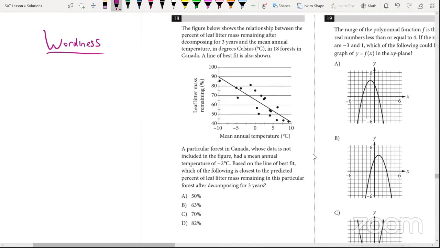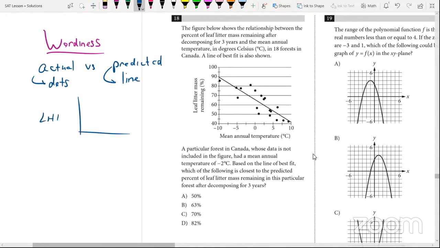Now, technically, it's the actual versus the predicted. So it's a common theme on the SAT. You have the actual values, which are the dots, versus the predicted value, which is the line of best fit. So when we're looking at the dots versus the line, we need to know that that's the actual versus the predicted. But this is essentially just a graph of litter versus temperature. At its face value, this graph is just saying that as the temperature goes up, the amount of litter remaining goes down.